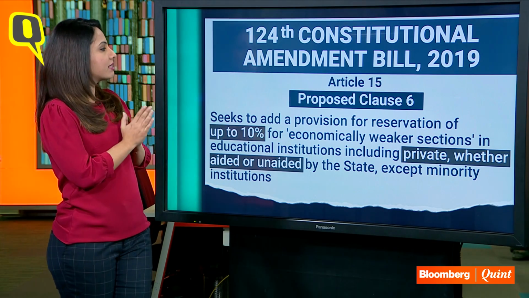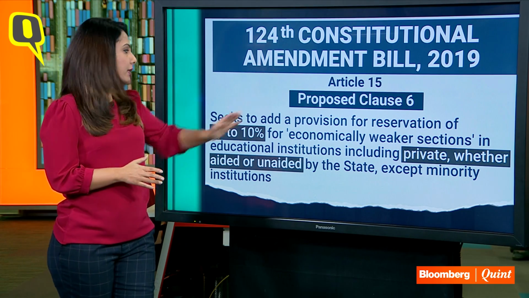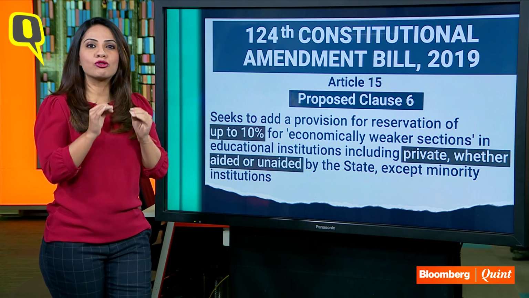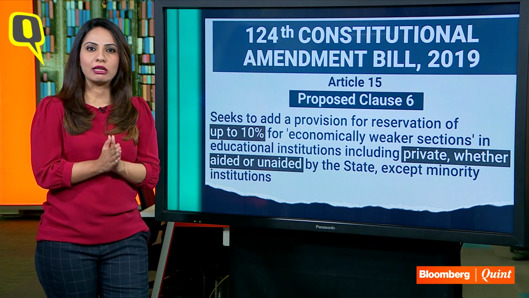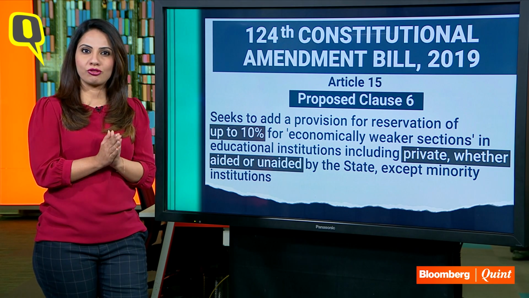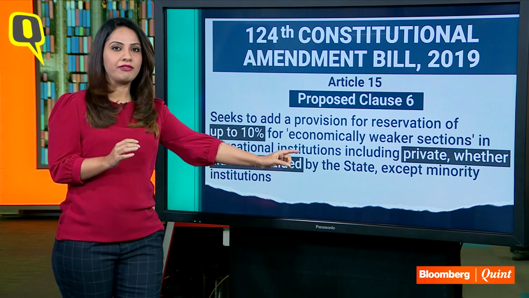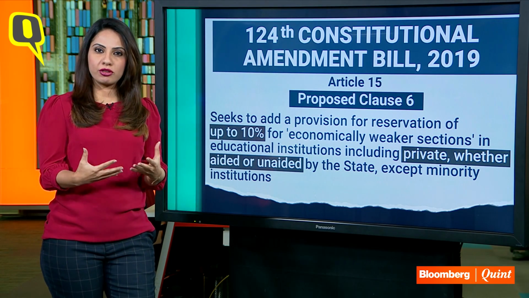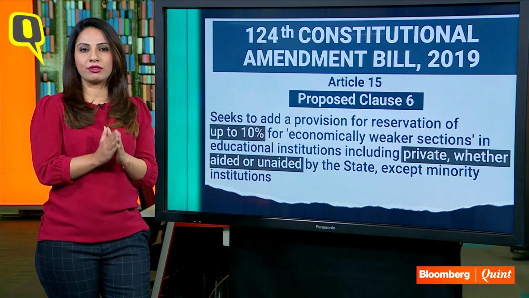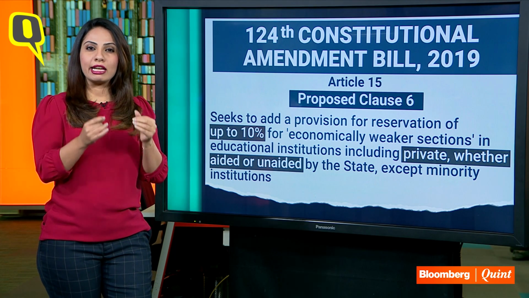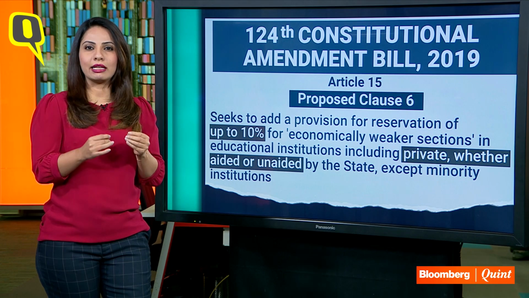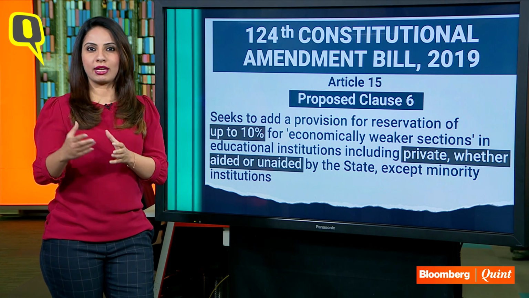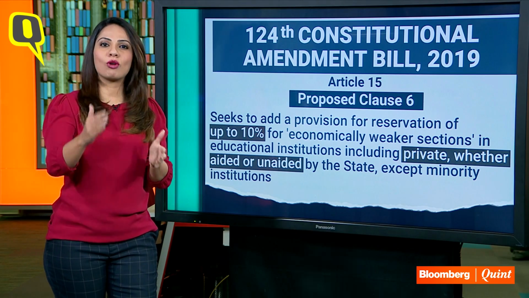The new Clause 6 of Article 15 seeks to add a provision for reservation of up to 10% for economically weaker sections in educational institutions, including private institutions, whether they are aided or unaided. The only exception to this is minority institutions. Remember, here individual state governments can decide how much is the extent of reservation because it is up to 10%. Could be lower, but definitely not higher.